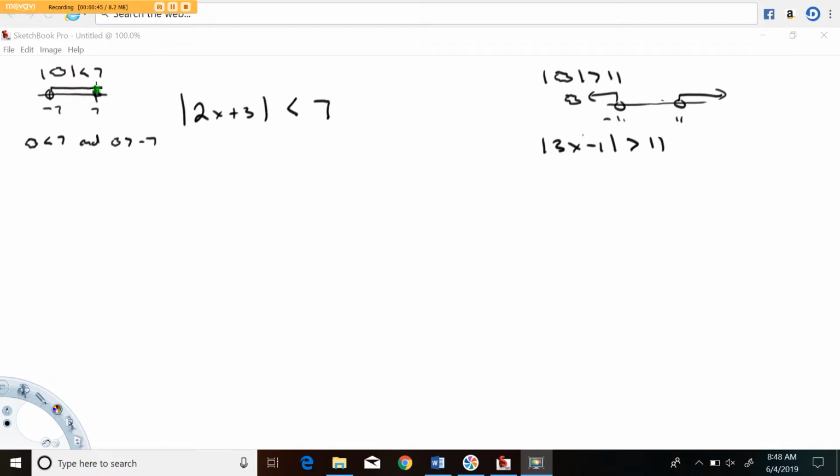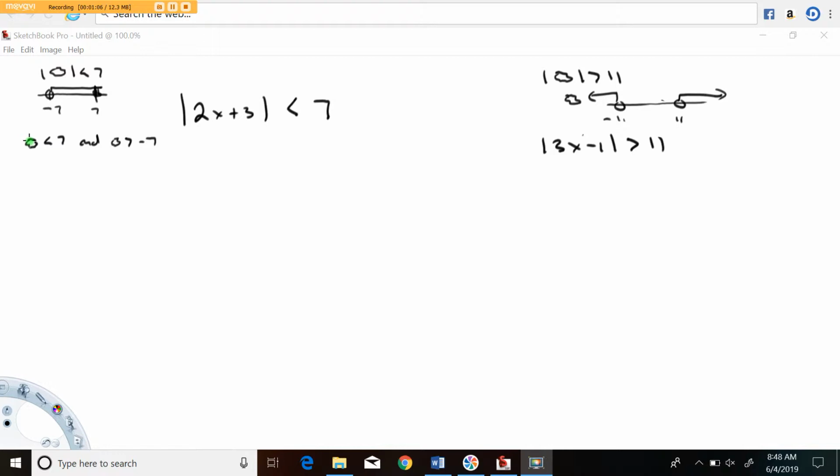Now, there's a couple different ways we can write this. We can either write it with a pair of inequalities. We could say that the something, whatever it is, has to be less than 7. See how it's to the left of the 7 here? And it also has to be greater than negative 7. So what we can do is write a pair of inequalities, and where these inequalities overlap is our solution.